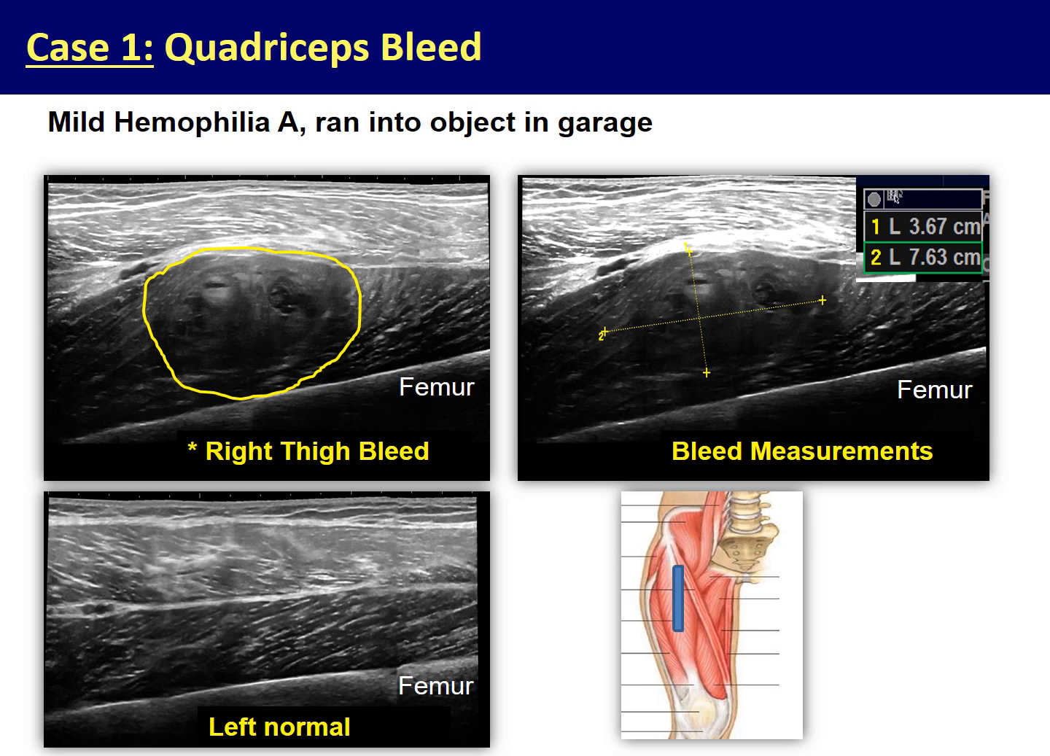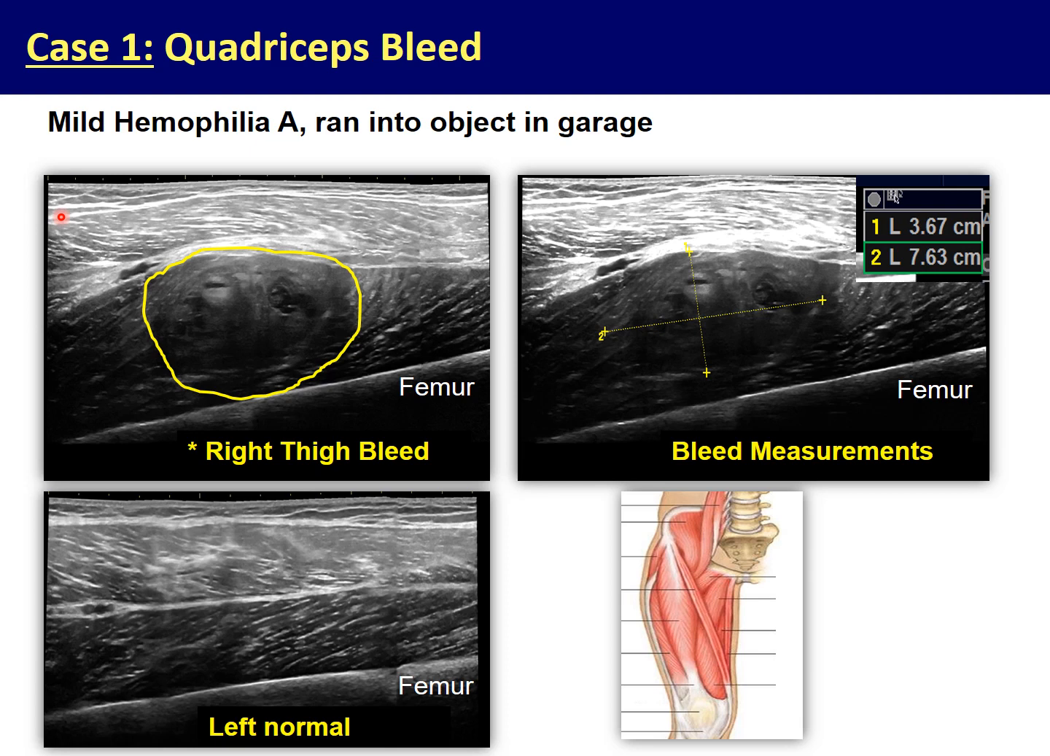We start with a quadriceps bleed in a patient with mild hemophilia A who ran into an object in the garage. Here in the schematic, you see in blue the transducer position in longitudinal axis to view the hematoma. The bottom panel on the left shows the normal femur unaffected with a white, bright, bony femoral line and muscle structure on top, regular in nature.